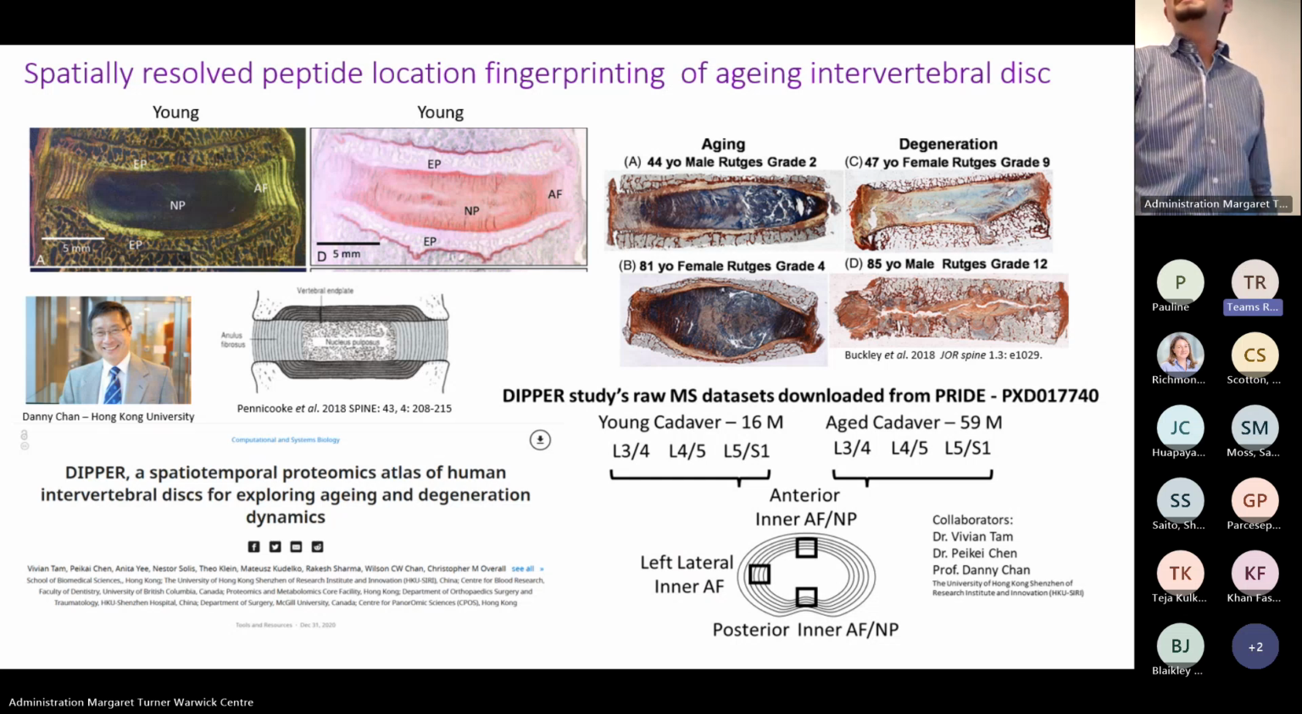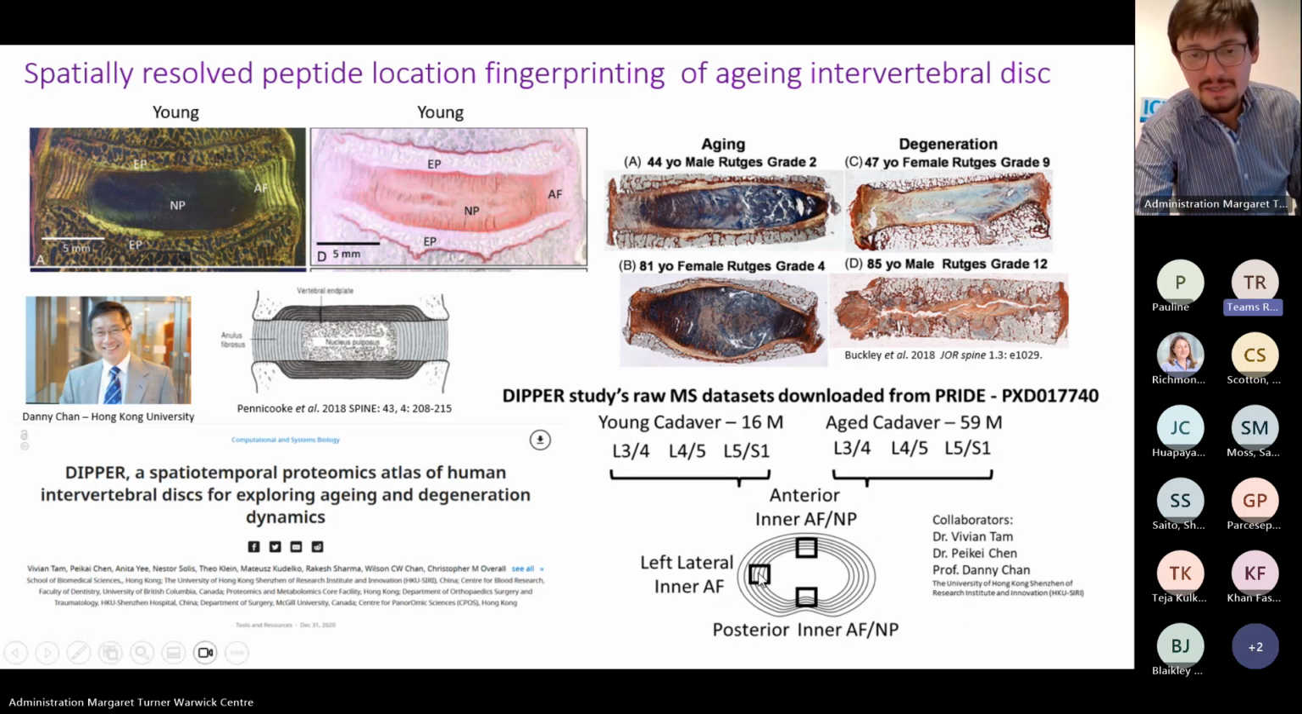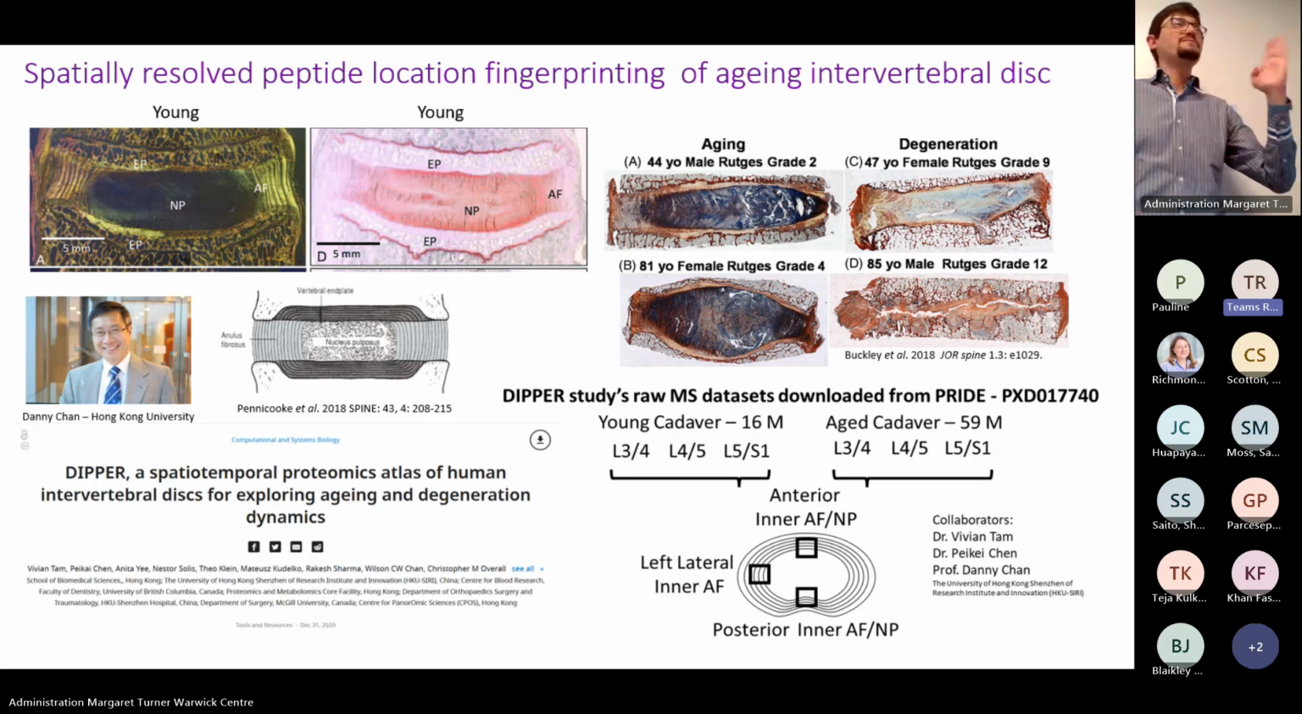And so what Danny's lab had was a really, really rich proteomic data set where they had taken little spatially resolved parts of the disc: left lateral, posterior, and anterior, and they were all analyzed separately. They were fractionated to help, so you had 10 different fractions of different protein components, all analyzed separately. It must have cost them a fortune, but they had it.